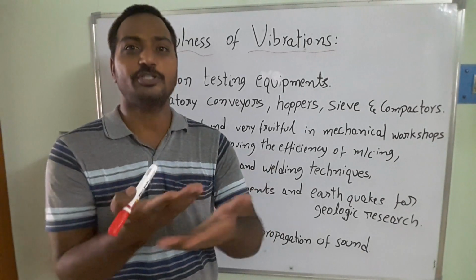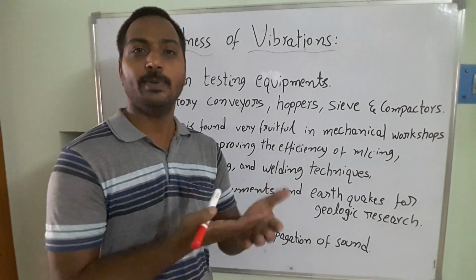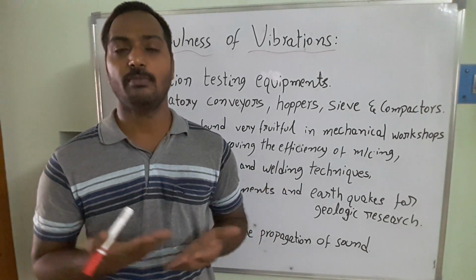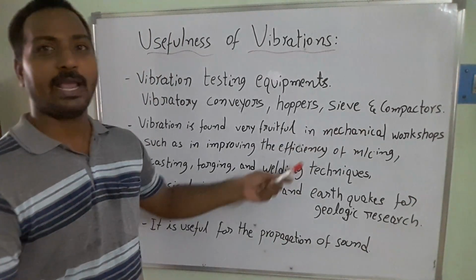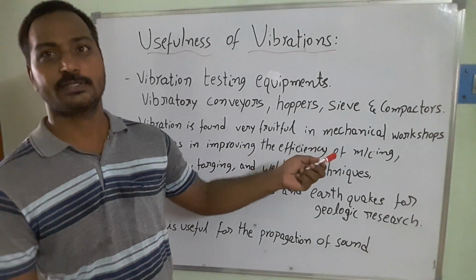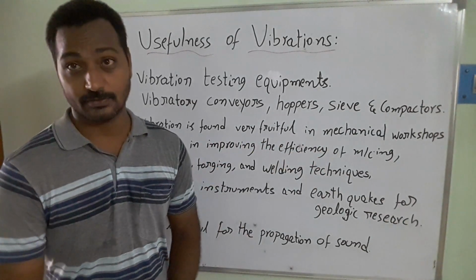So that uniform distribution of the material is going to be essential. In this case, they keep the mold on a vibrating machine, so that the distribution is made uniform. And not only that, in mechanical workshops also, it is very much required to improve the efficiency of the machines in casting, forging and welding techniques also.